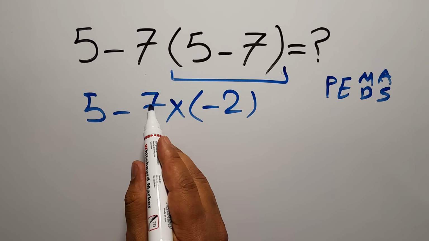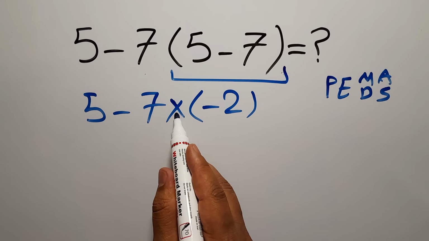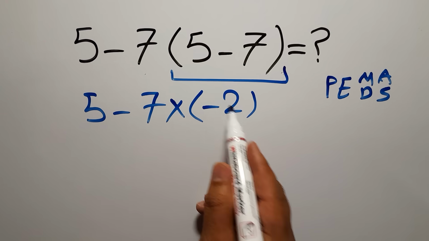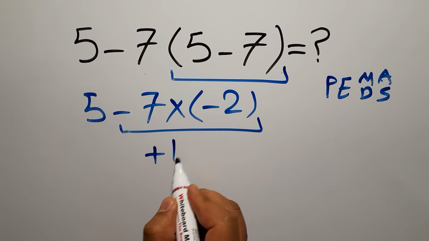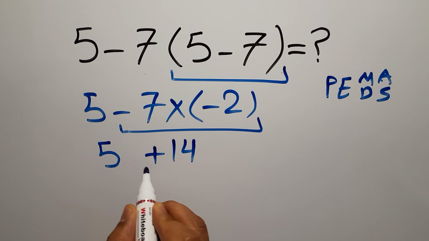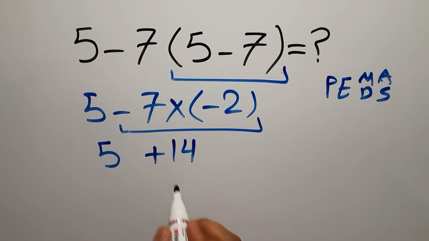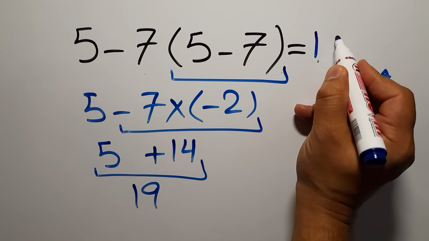Okay, so negative 7 times negative 2 gives us plus 14. So we have 5 plus 14, and this is equal to 19. So therefore our final answer to this problem is just 19. The correct answer is 19.